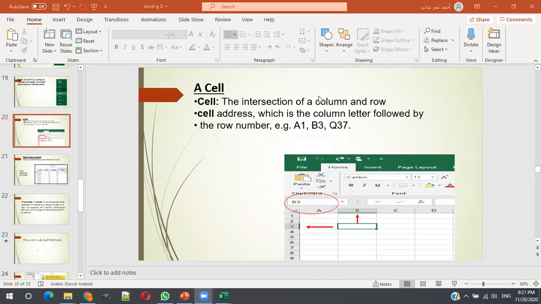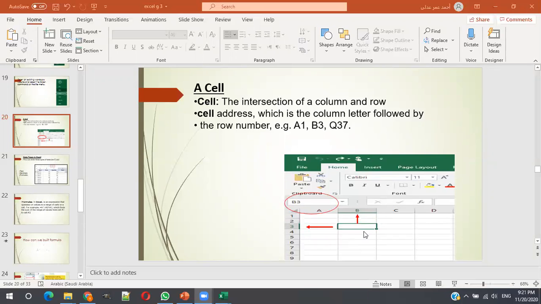Welcome back. Today we'll learn how to know the cell name. A cell means the intersection of a column and a row. This is column B, A is a column, C is a column, and 3 means row, 4 means row, 5 means row. The intersection of a column and a row is called a cell. This is called a cell. Any rectangle is called a cell.